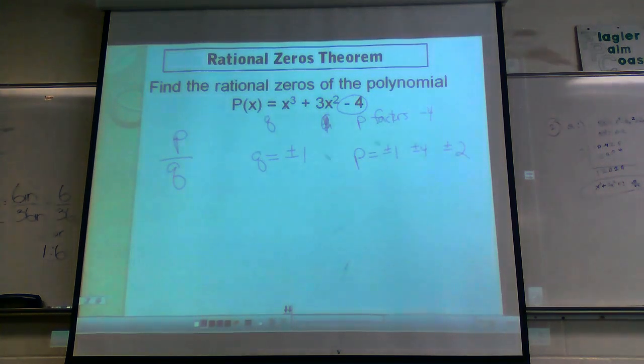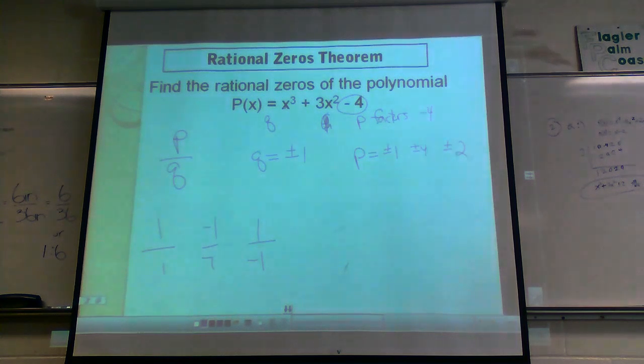That means any combination of these would count as a possible real zero if I put the P value on top and the Q on the bottom. If I go one by one, my P values could be a positive 1 or a negative 1, my Q values could be a positive 1 or a negative 1, or I could have any combination of them.